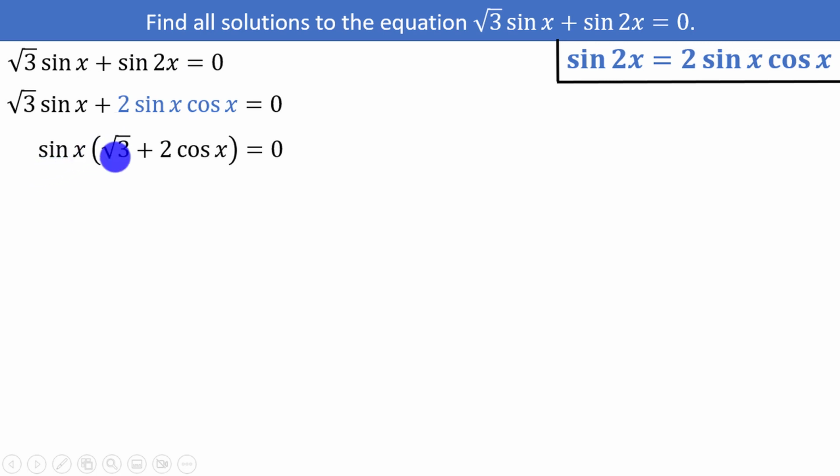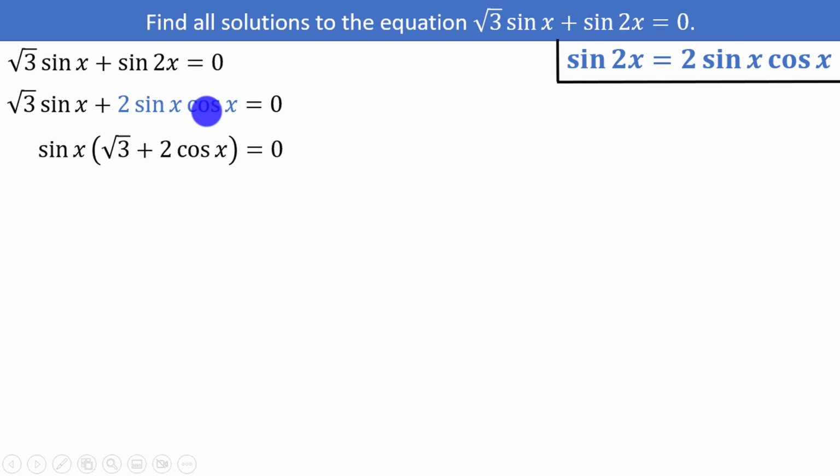We will be left with square root of 3 plus 2 times the cosine of x in parentheses. We can verify that we factored correctly because sine of x times the square root of 3 is equal to square root of 3 sine of x, and sine of x times 2 cosine of x is equal to 2 sine of x cosine of x.